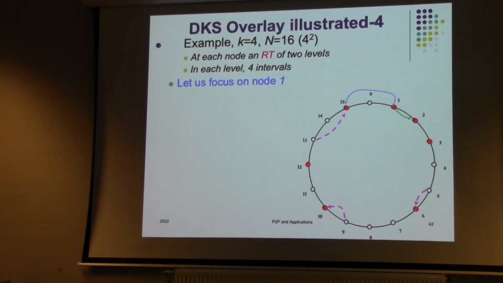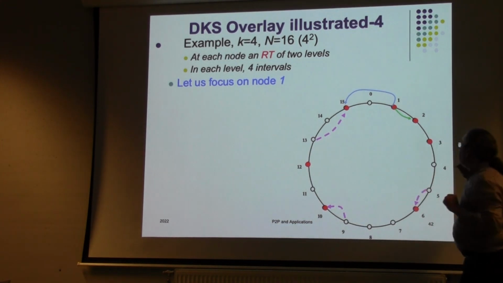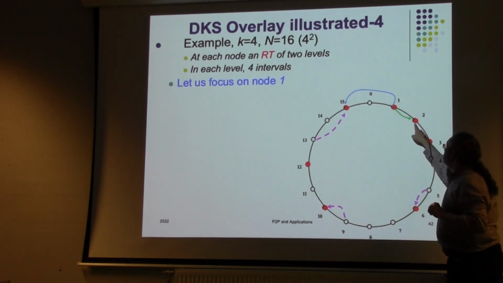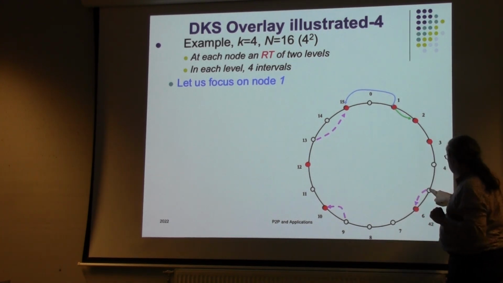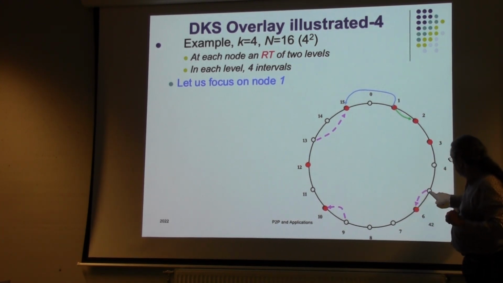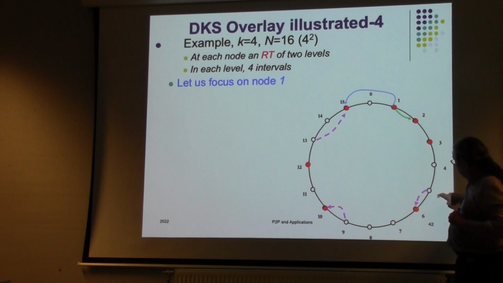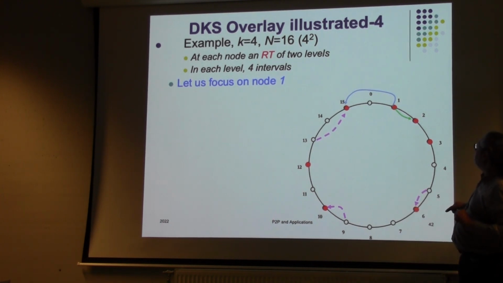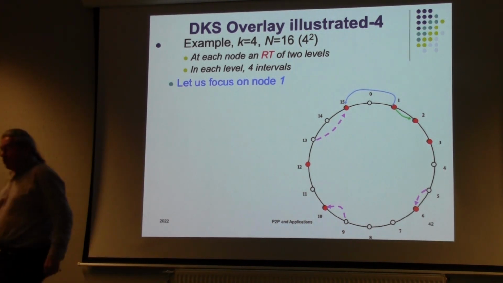Okay, so look at node 1. Here we have a DKS. The red ones are the computers, and then there are files. These little dashed purple arrows are the files that are stored there. So file 5 is stored on 6, and so on. Okay. So let's look at node 1.